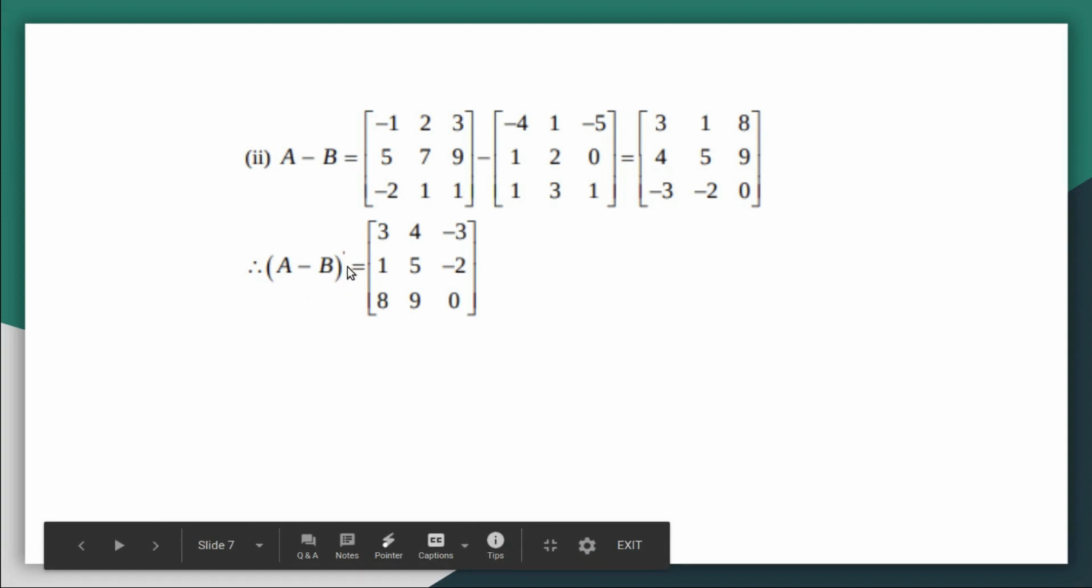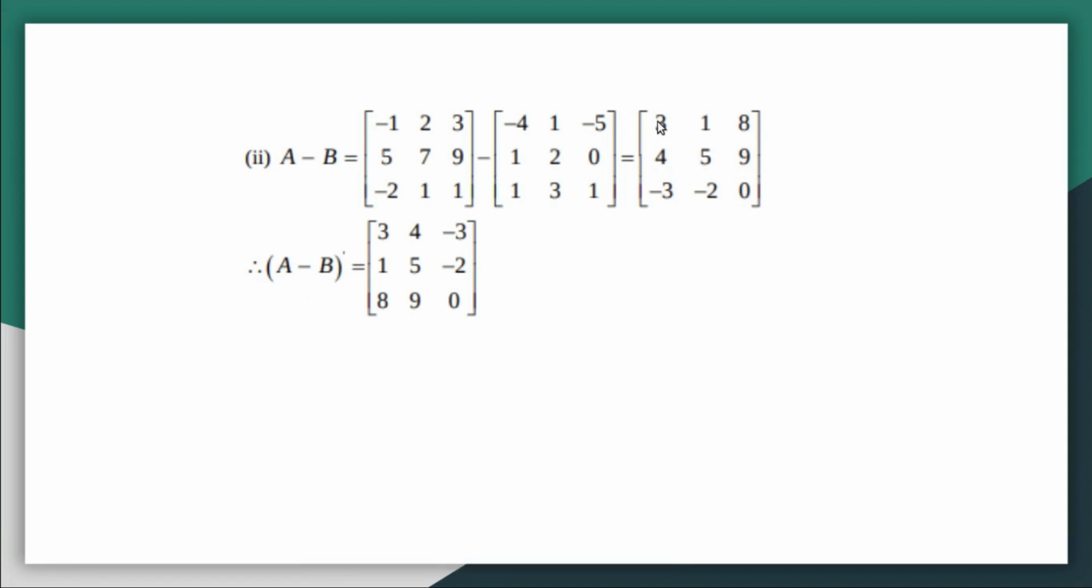Now we have to find (A minus B) transpose. Write the first row as the first column. So the first column is 3, 1, 8. The second row becomes the second column of the transpose. So the second column is 4, 5, 9. The third column is minus 3, minus 2, 0. Now this is (A minus B) whole transpose.